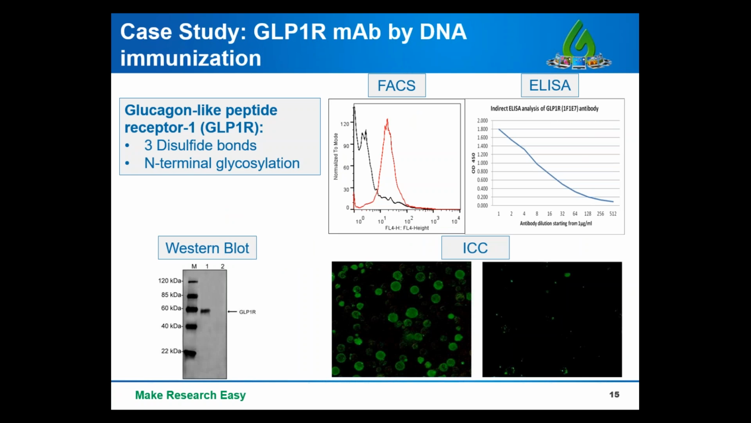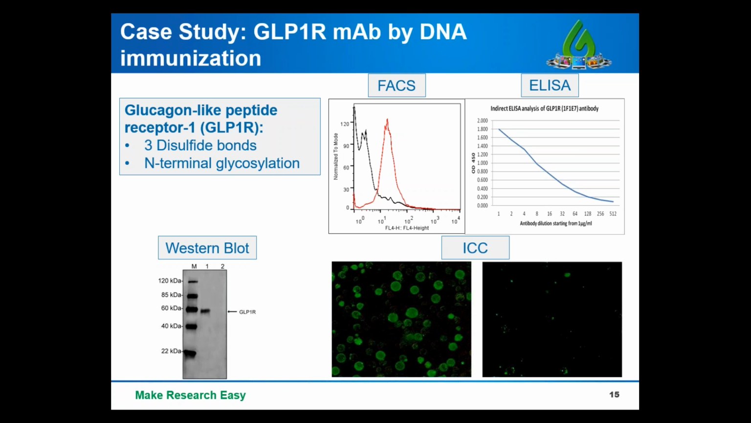Here we see a case study using DNA immunization to create an antibody against glucagon-like peptide receptor 1, which poses a few challenges discussed previously. It contains 3 disulfide bonds and post-translational modification at the N-terminus. Folding and glycosylation, such as this, may prove challenging with an in vitro approach.